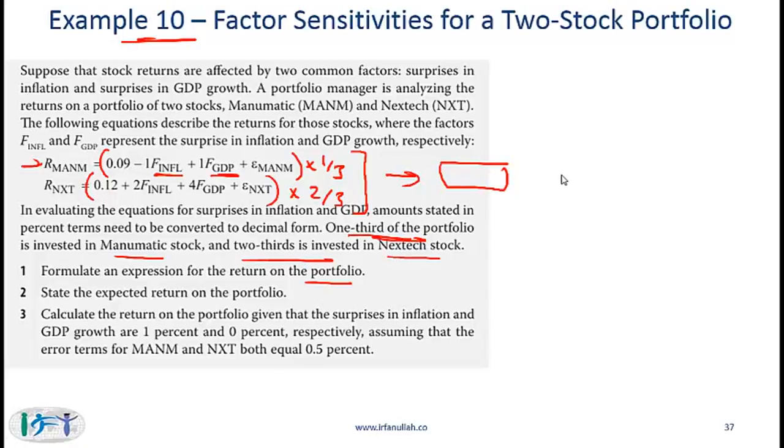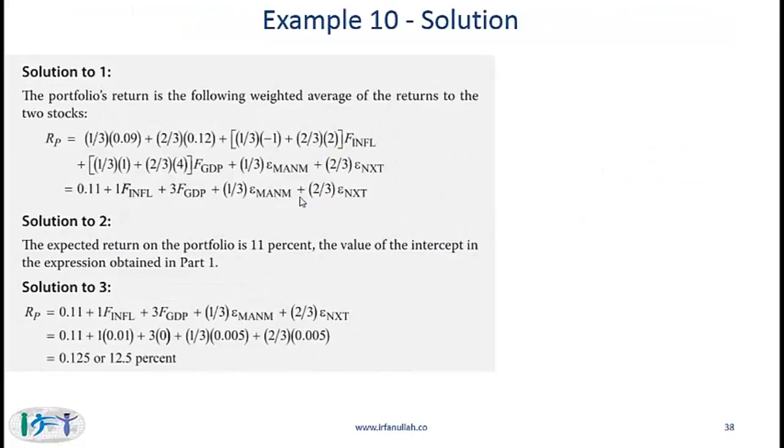Then there will be something multiplied by the factor for inflation. There will be something multiplied by the factor for GDP. And then there will be 1/3 times the error term for Manumatic and 2/3 times the error term for Nextech. If you actually do the working, this is what you will get. So the return for the 2-stock portfolio can be modeled as follows. 0.11 is that constant, and then you have these other terms which you have arrived at algebraically. What's the interpretation of 0.11? The interpretation is that if there are no surprises in inflation or GDP growth rate, then the return that you can expect is 0.11.